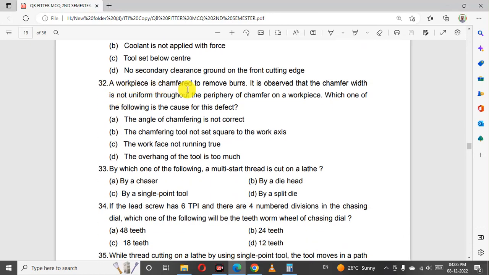A workpiece is chamfered for removing burr. It is observed that the chamfer width is not uniform throughout the periphery of the workpiece. Which one of the following is the cause of the defect? The workpiece is not running true.